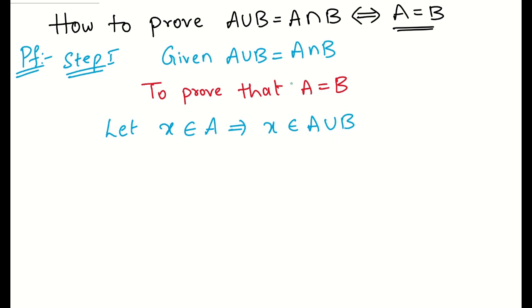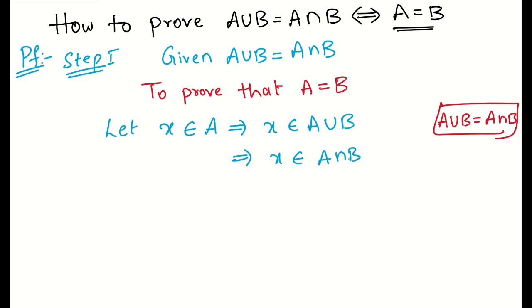Agree? So from what is given, we know that A union B must be equal to A intersection B. I will be applying this property here. So from this, what can I say? I can say that X belongs to A intersection B with the help of the given statement. So if X is an element which belongs to set A and set B, from this I can conclude that X must belong to B. X is an element in A, X is an element in B. We can conclude that A is a subset of B.